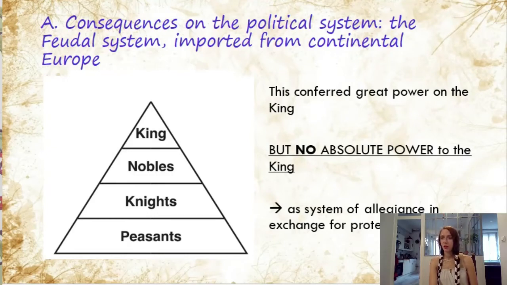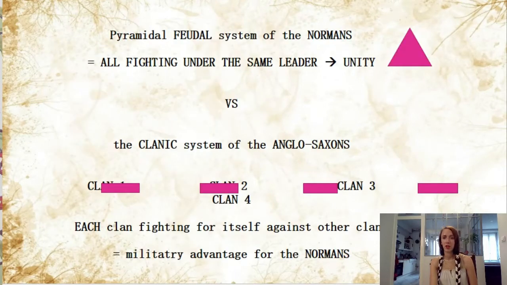To sum up, the pyramidal feudal system of the Normans basically meant that what you had was this pyramid that I've shown you, with all fighting under the same leader, so a sense of unity, and that's different from the clanic system of the Anglo-Saxons, with different clans that you can see in this particularly badly framed PowerPoint slide for some reason, just to add to the spice of the lecture. So you've got each clan fighting for themselves and fighting against the text in the PowerPoint, which basically means that the military advantage was to that new system. It was not new per se, but that system had been brought by the Normans.